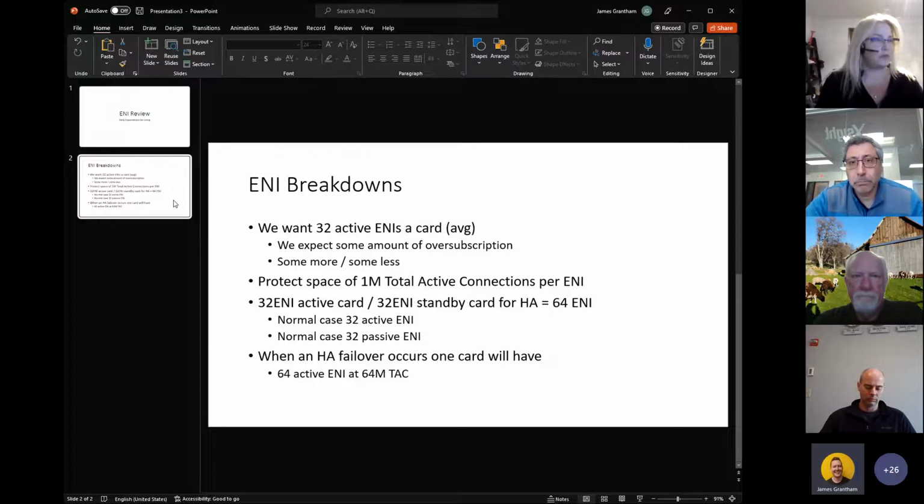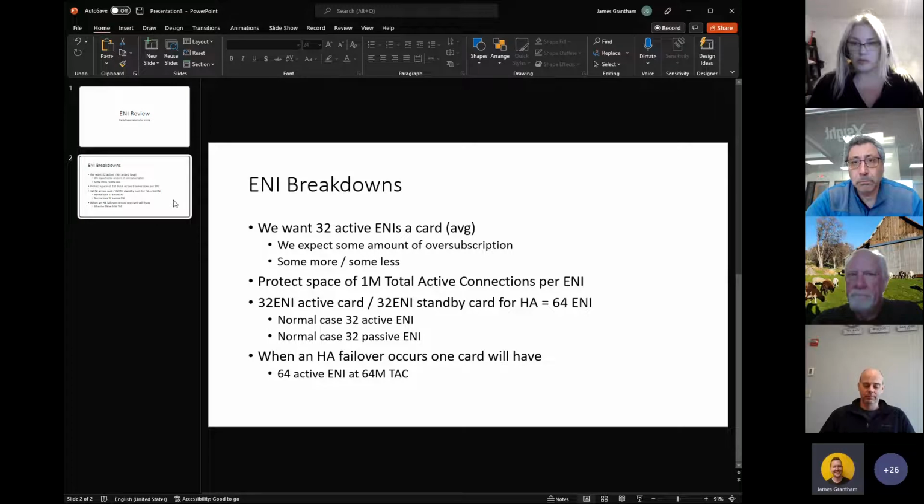And when you're doing high availability, there's a lot you have to maintain about the ENI, but the big thing here is you maintain the flow table, even for the passive card on the active card. And so that means you have 64 million total active connections being used in your memory space on one card at a single point in time.